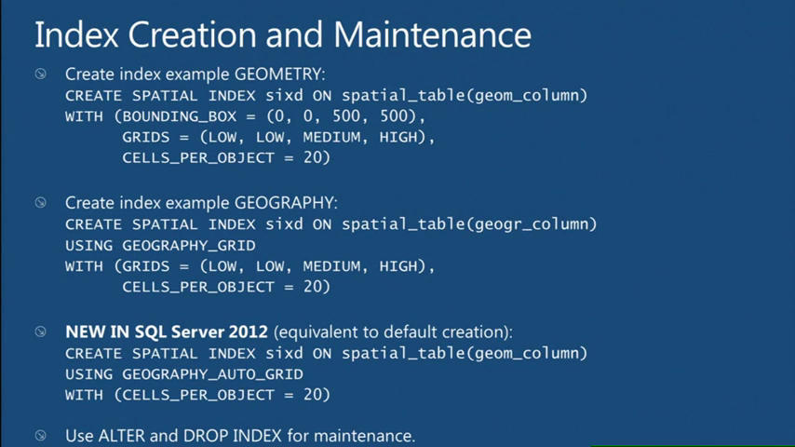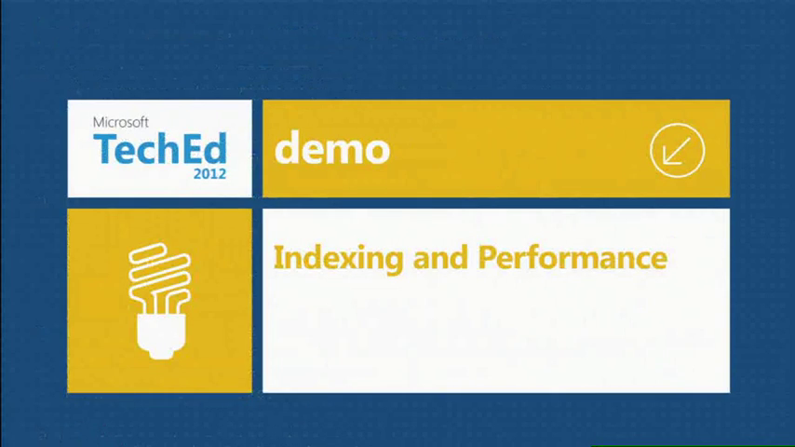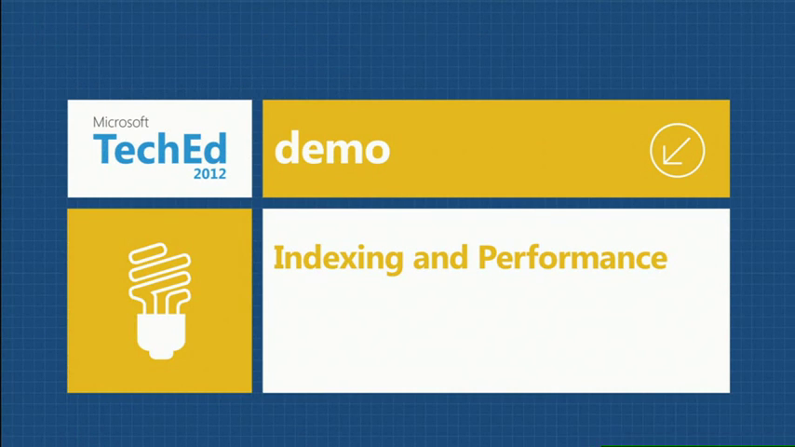And now that we have the new auto grid index, you have geography grid and geography auto grid as options there. And that's expressed down here. If you then want to do alter, drop index, etc., use the standard alter and drop index commands that you know from other indices. So I think I have shown you enough of slideware. Now let's go and look at some query plans.